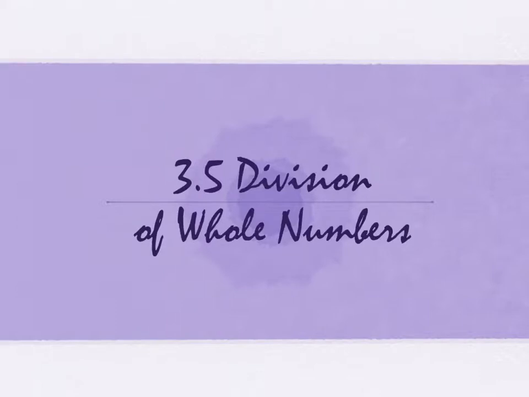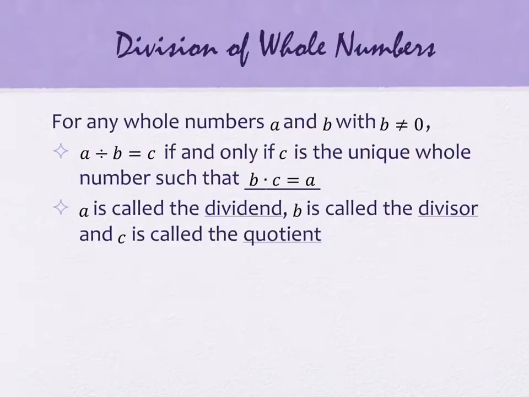We talked about enumeration systems in section 1, and then we've talked about addition, subtraction, multiplication, and now this is our last of our 4 standard operations, division. So division of whole numbers, and we'll start with a definition. For any whole numbers, a and b, where b is not 0, a divided by b equals c if and only if c is the unique whole number such that b times c is equal to a.